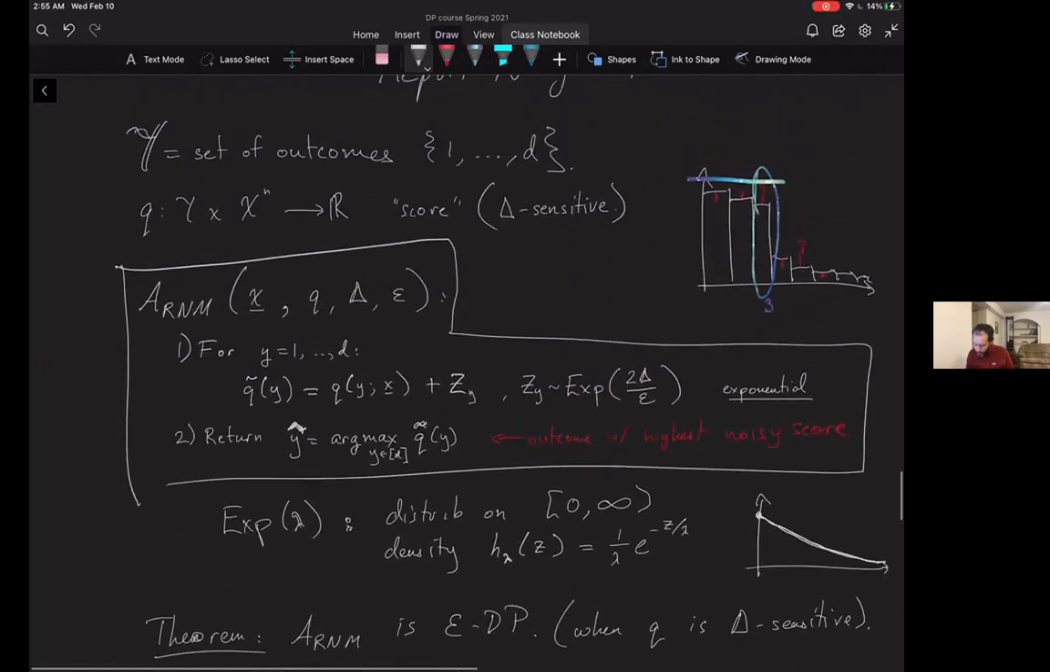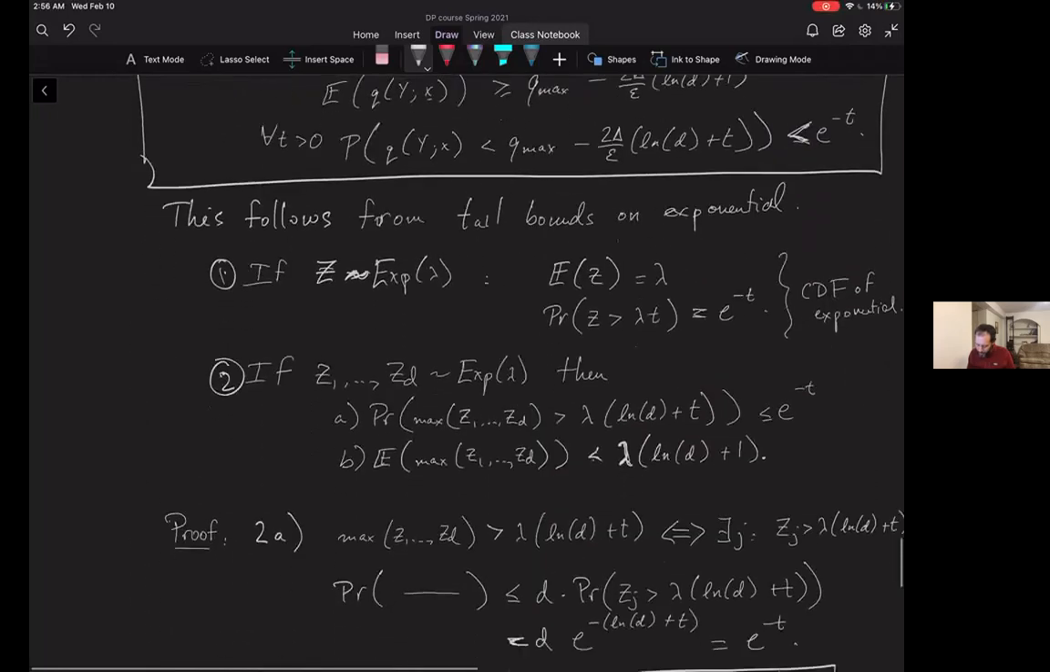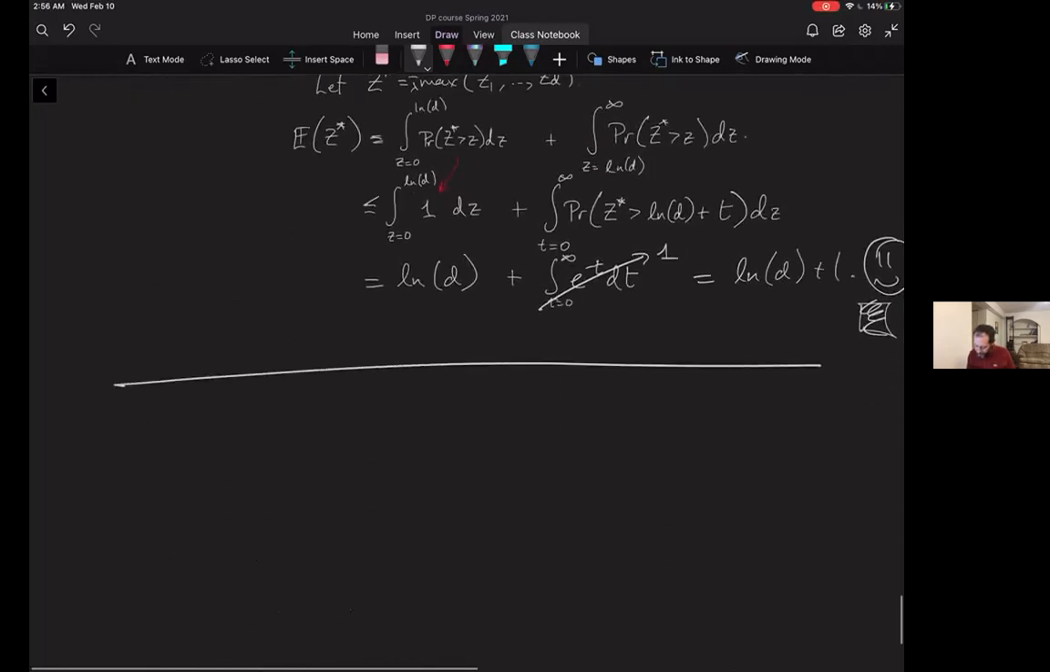So this report noisy max algorithm has the same guarantees as the exponential mechanism. In fact, it is strictly better than the exponential mechanism. It will generally produce better results than the exponential mechanism, all other things being equal. And that's not that obvious to see why. You could try it with experiments. But there's actually a general fact that can help us understand this, and that comes from the following.